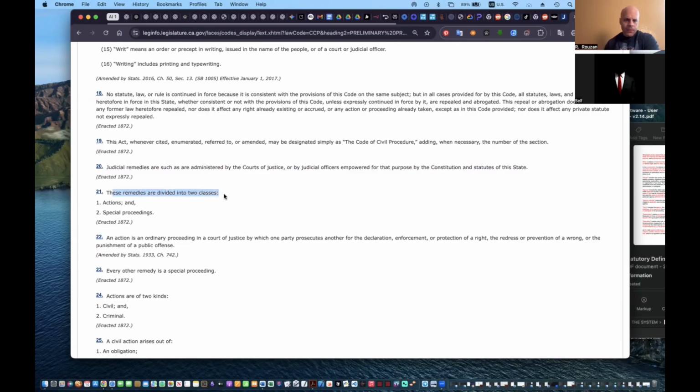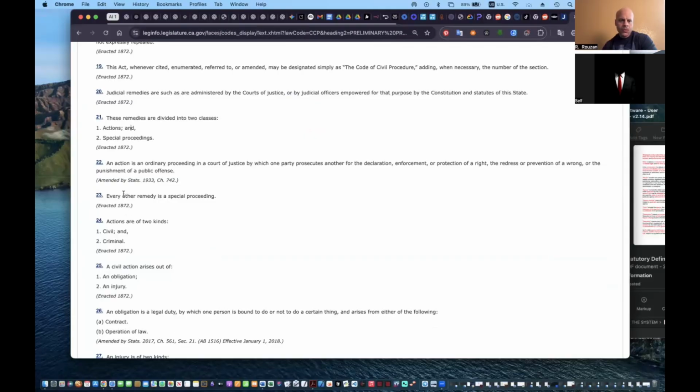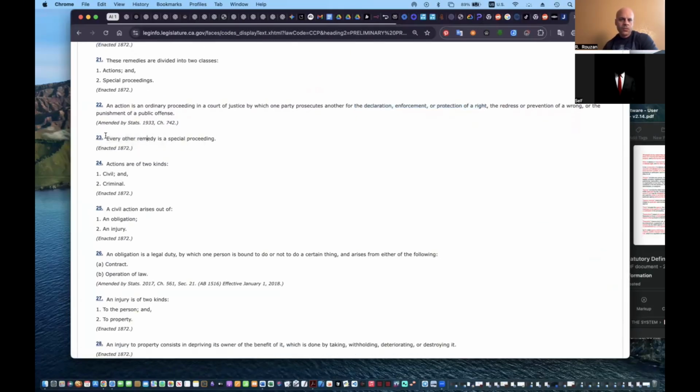These remedies are divided into two classes: actions and special proceedings. So when I need to use a judicial remedy, I have to fit within these two classes, either an action or a special proceeding. Then it defines what an action is. An action is an ordinary proceeding in a court of justice by which one party prosecutes another for the declaration, enforcement, or protection of a right. This is key: of a right, the redress and prevention of a wrong, or the punishment of a public offense. Most cases are either criminal or civil, but the key is the declaration, enforcement, or protection of a right, not the property, not anything else, just the rights themselves. Every other remedy is a special proceeding.